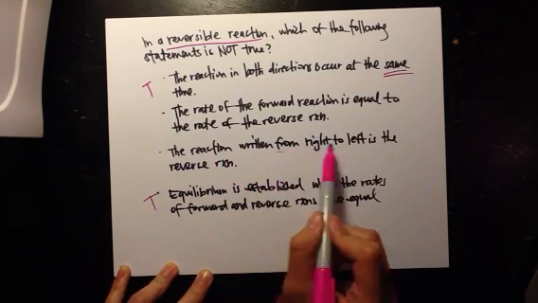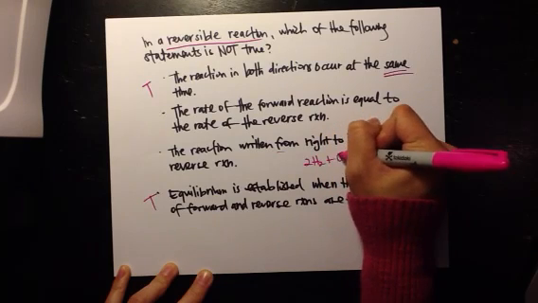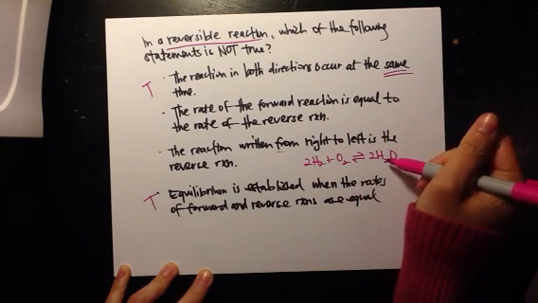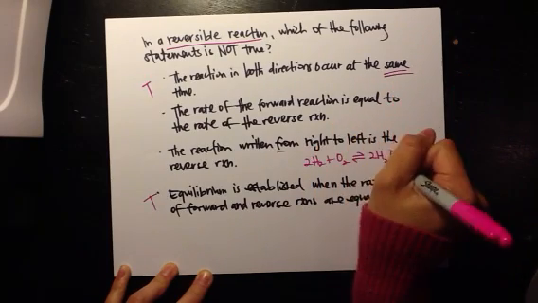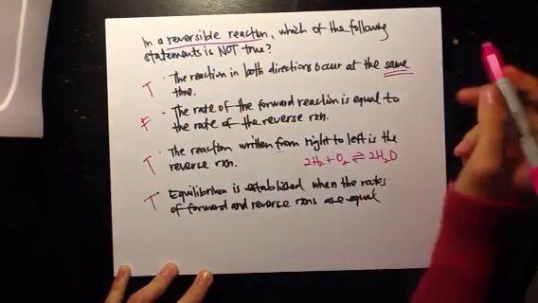The reaction written from right to left is the reverse reaction. That is correct. If you recall, in this double arrow 2H2O, when you write it from the right-hand side, right to left, that's called your reverse reaction. That's true. Then this must be false, but let's go over why.